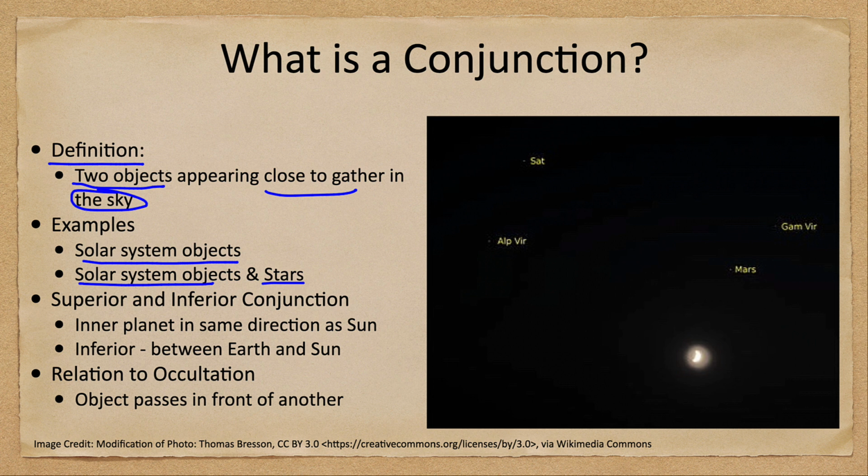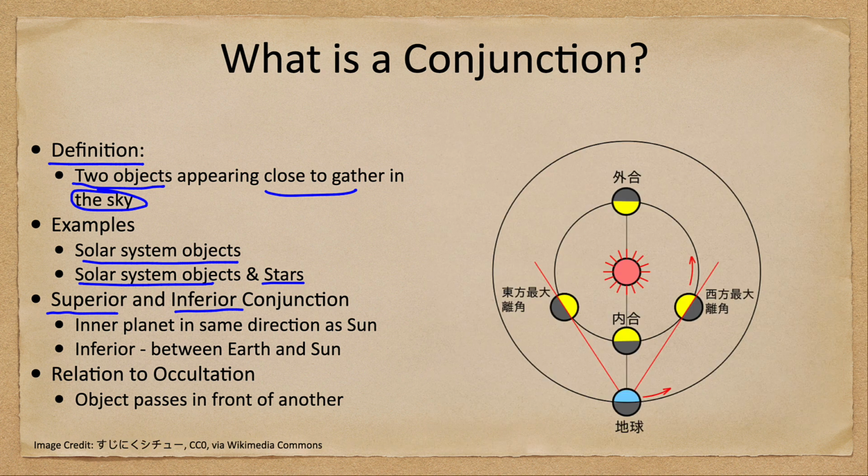Now we also have another terminology for conjunction, and that is what we call superior and inferior conjunction. These occur when we look at the position of a planet relative to the sun. We can see that here, and here we can see the position of the sun there in the red in the center, the Earth being down at the bottom. And we can see that there are differing positions for the planets.